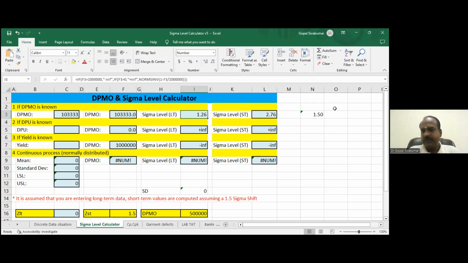Now tell me, in this manner, will you be able to calculate DPMO and Sigma level for any product or any service? What is important is that defect opportunities must be defined. In the GEMS chocolate, we defined 5 defects. According to the 5 defects, we did testing and inspection, and now we realize the DPMO is 1,03,333.